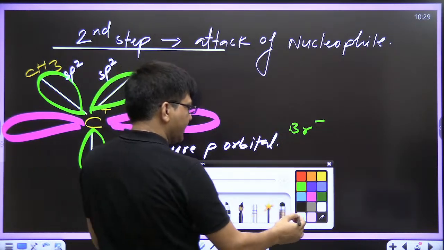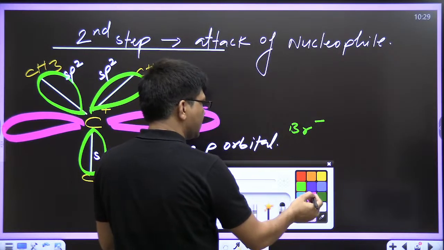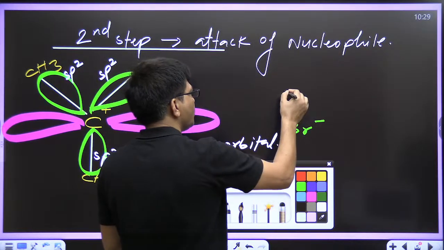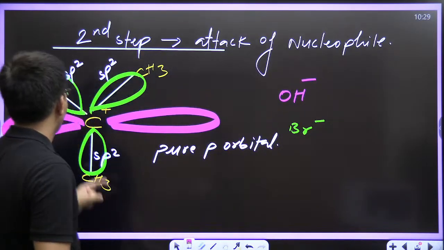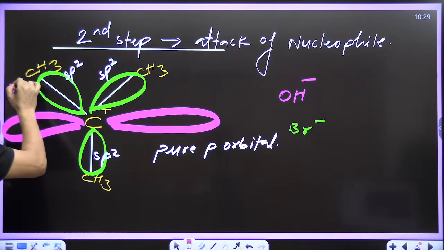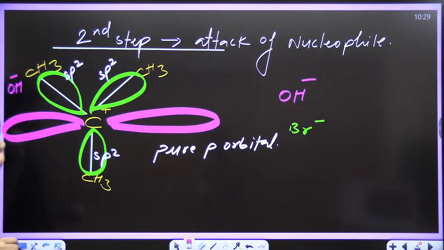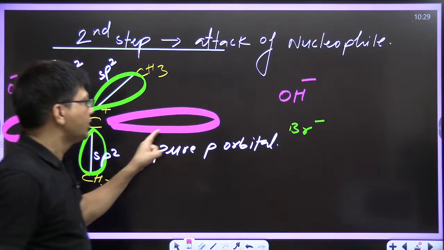So from which side is the nucleophile's probability more to come? This nucleophile will attack more from the front side or more from the back side. Do let me know, kids. Which is front side and which is back side will depend on that.